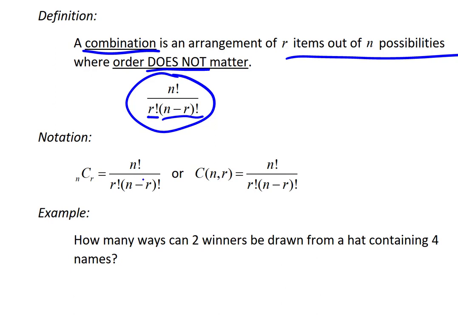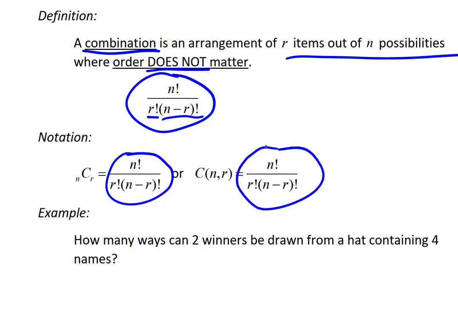Now the notation of this is very similar, except instead of P for permutation, we use the letter C for combination. So you might see nCr, where n and r are those subscripts. And this is defined the same way we just wrote out. We have n factorial in the numerator, and then r factorial times quantity n minus r factorial in the denominator.